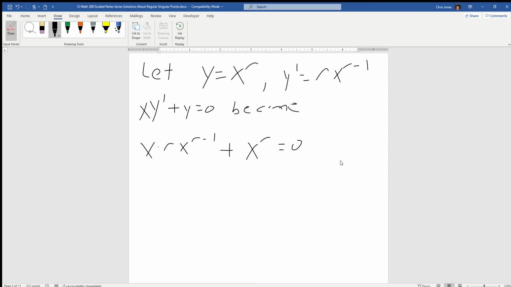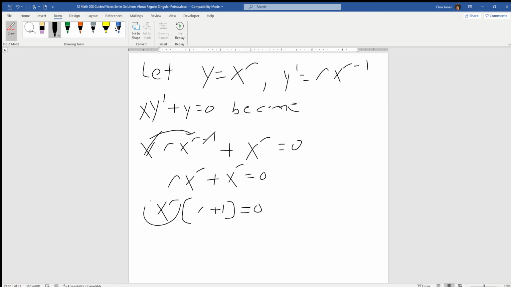We can simplify the first term. x times x to the r minus 1, the x and the negative 1 go away, so we get r x to the r plus x to the r is equal to 0. Or in other words, if we factor x to the r out, we get r plus 1 equals 0. Now, we can't necessarily get a solution to this.